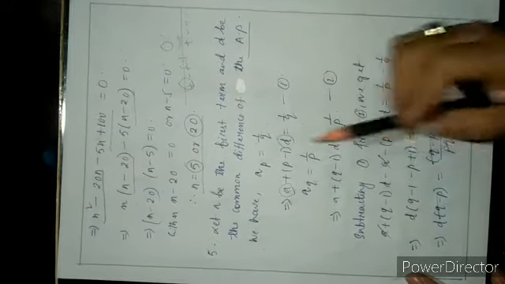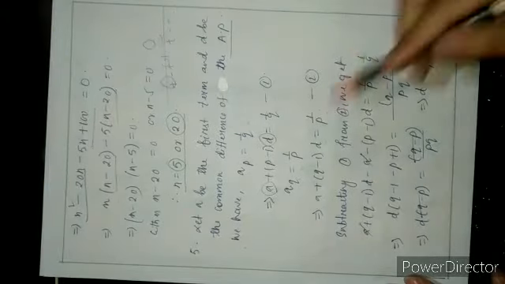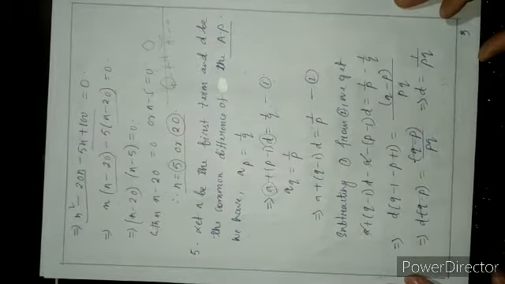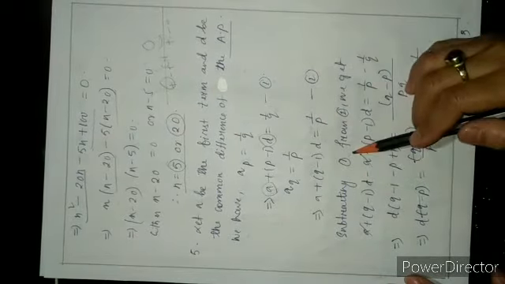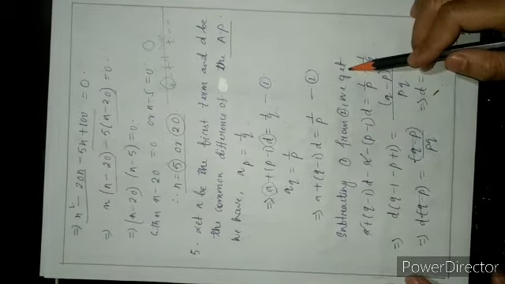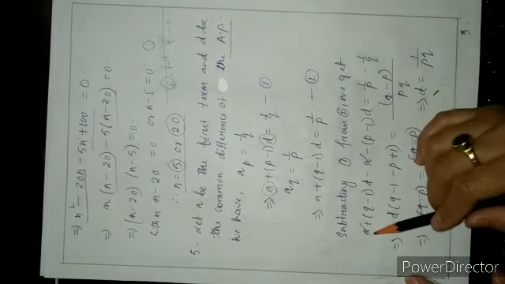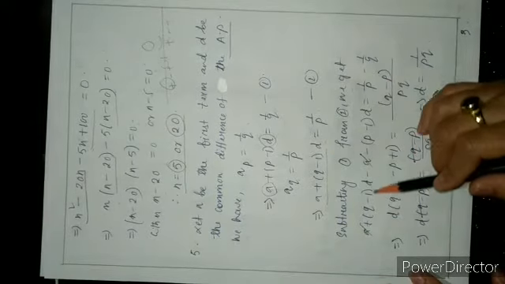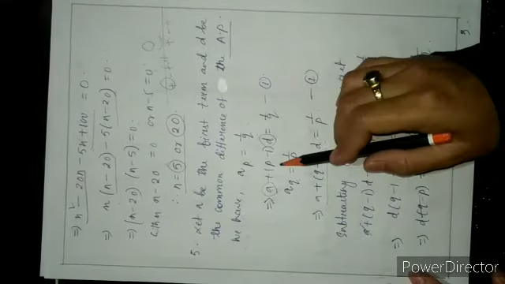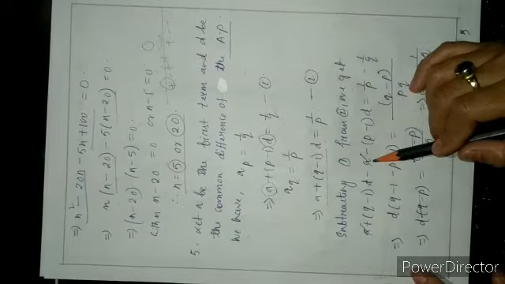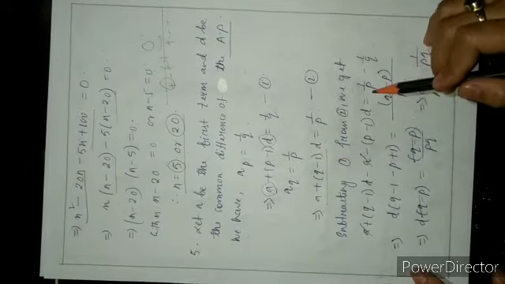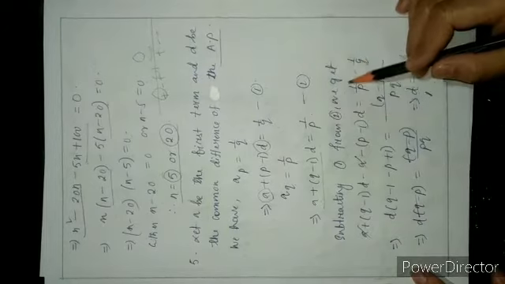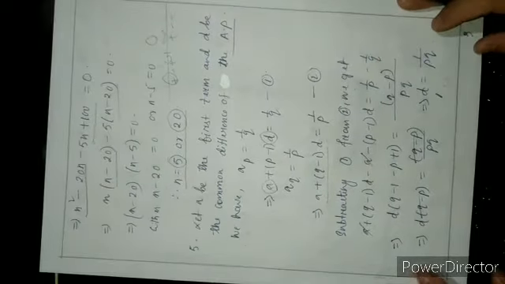By solving equations 1 and 2, we need to find the values of the common difference D and the first term A. To do that, subtract the two expressions. Subtracting equation number 1 from equation number 2 we get: first write the left hand side of equation number 2, A plus (Q minus 1) D, minus the left hand side of equation number 1, A plus (P minus 1) D, is equal to 1 by P minus 1 by Q.